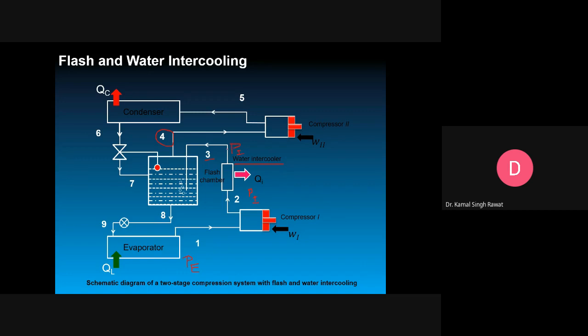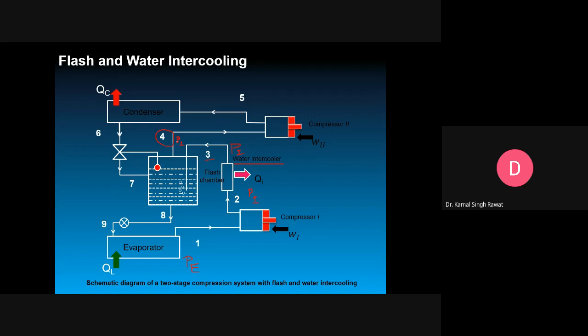Then this superheated vapor is bubbled through the flash chamber, and it is cooled down to saturated vapor at intermediate pressure. So at point 4, we have saturated vapor at intermediate pressure.